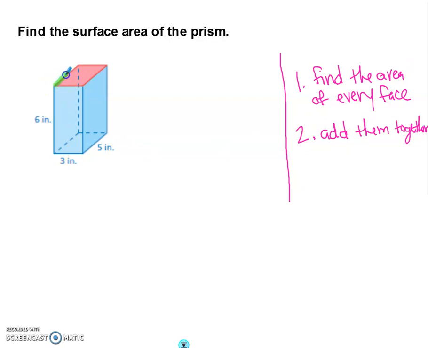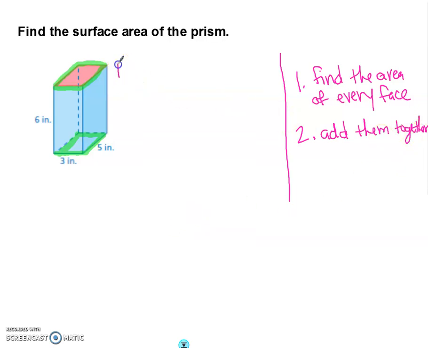You see the top? The top is colored in red. Here's the top. Here's the bottom. I've highlighted them both in green. They have the same dimensions. The top and bottom, they match. They are identical.